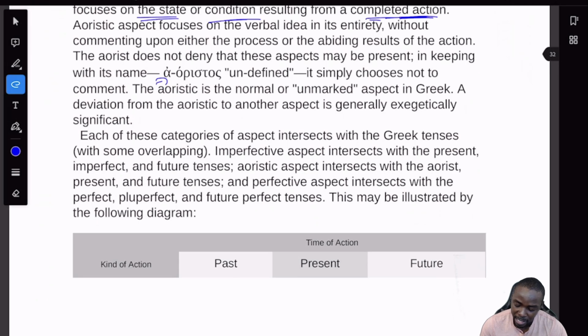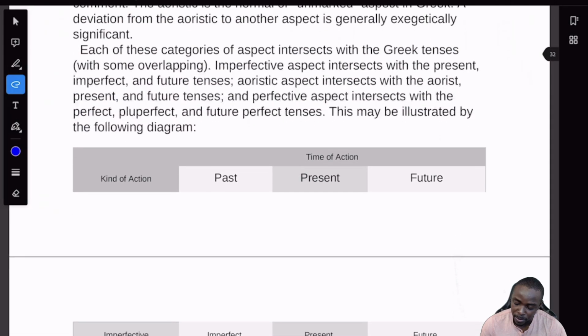He said each of these categories of aspect intersects with the Greek tenses with some overlapping. Imperfective aspect intersects with the present, imperfect, and future tenses. Aorist aspect intersects with the aorist, present and future tenses. And perfective aspect intersects with the perfect, pluperfect, and future perfect aspects. This may be illustrated by the following diagram. So he's saying when it comes to aspect, there is some merging, some interrelationship between the different aspects.